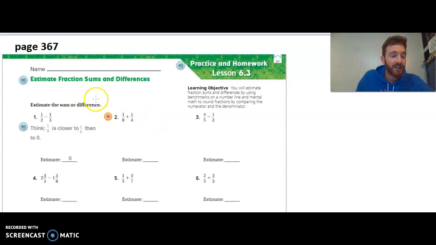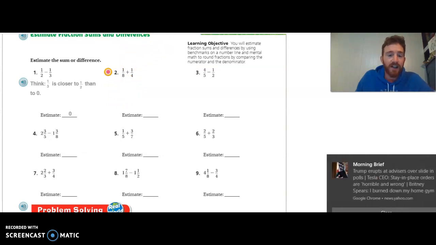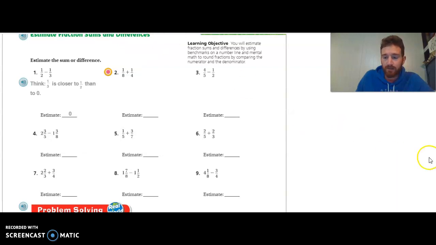That's too bad. They're not taking advantage of the resources, but you guys are that are watching this. So on page 367, let's take a look at number 2. 1/8 would be close to 0. It's not very much, right? So we can say this is about 0 as far as rounding to the nearest whole numbers here, or the nearest benchmark.